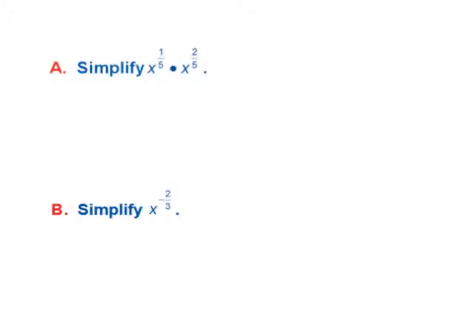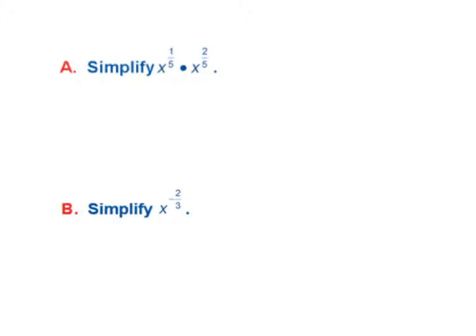Okay, so here's a couple more examples that would be really interesting. So remember that when you multiply two numbers together with the same base, then you add their exponents. So this would be x to the 1/5 plus 2/5 power, which is x to the 3/5, which would be x to the third fifth root. And that's all you do with that.